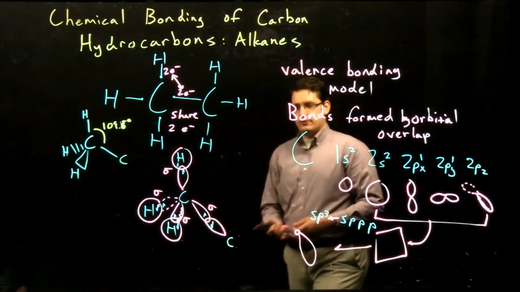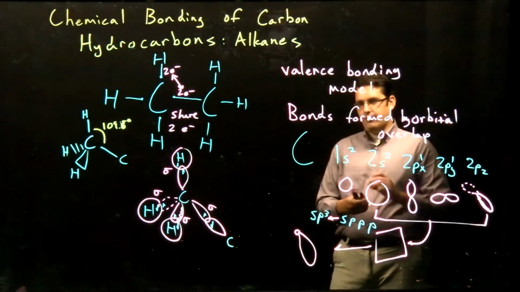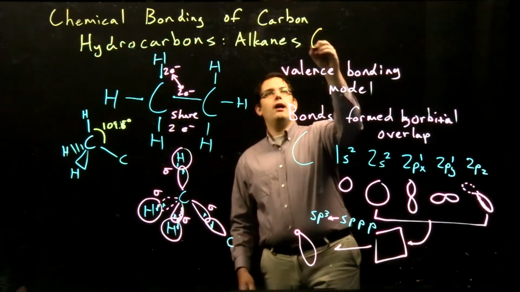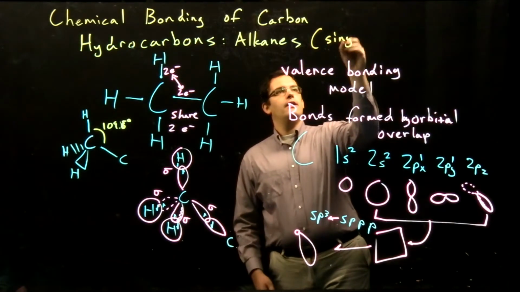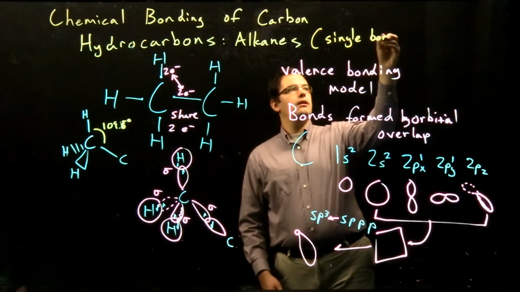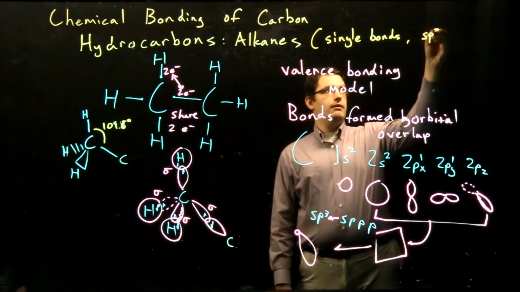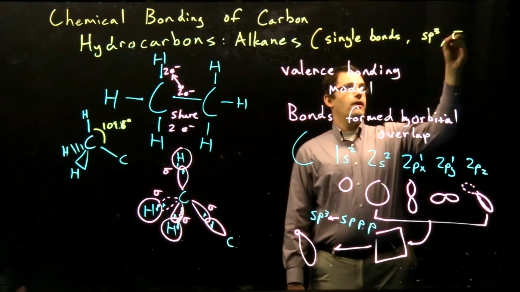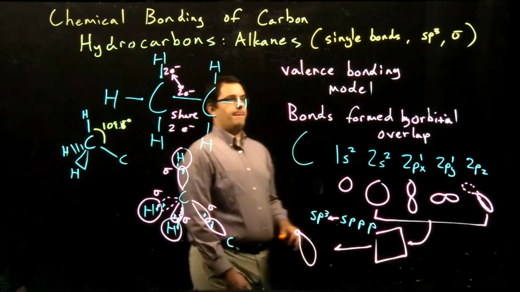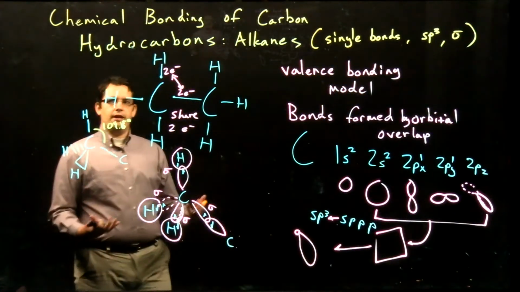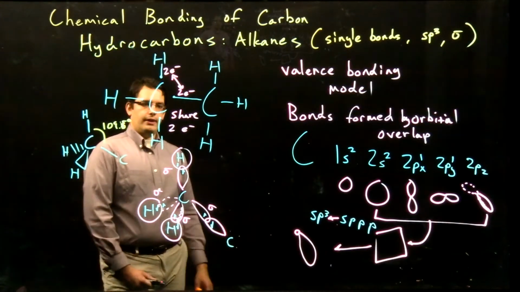And this basic chemical structure will be repeated for all of our alkanes. Right, so our alkanes always have these single bonds, which are also going to be sp3, and they're also sigma bonds. And those are shared characteristics for all of our alkanes.